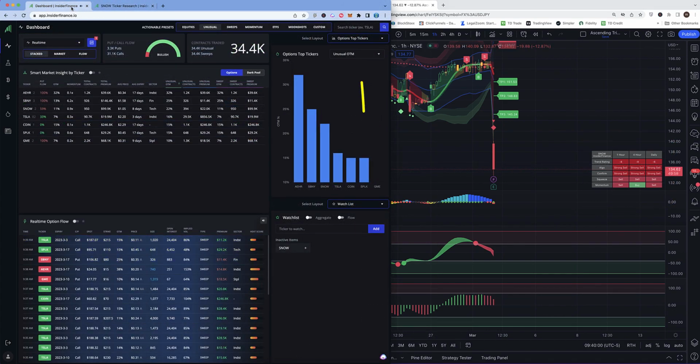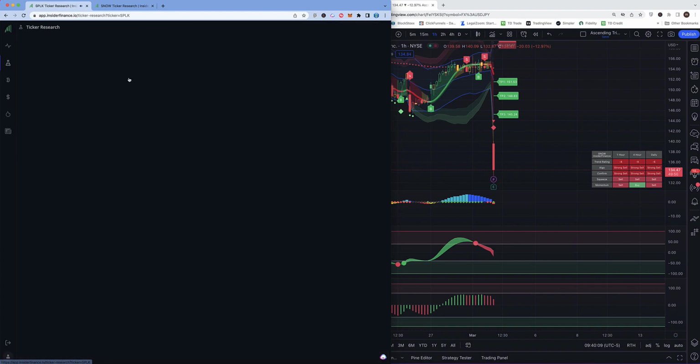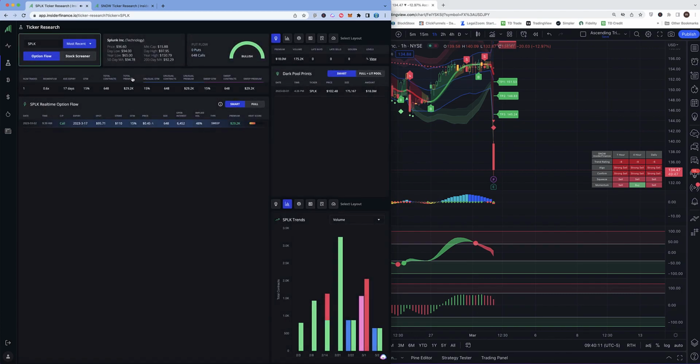Another ticker showing early unusual activity today is SPLK, with unusual call activity for this ticker. Remember, these are not just calls coming in. These are unusually higher volume than normal for this ticker, which a lot of times can be a clue to something coming from insiders that might know something early that we do not know.